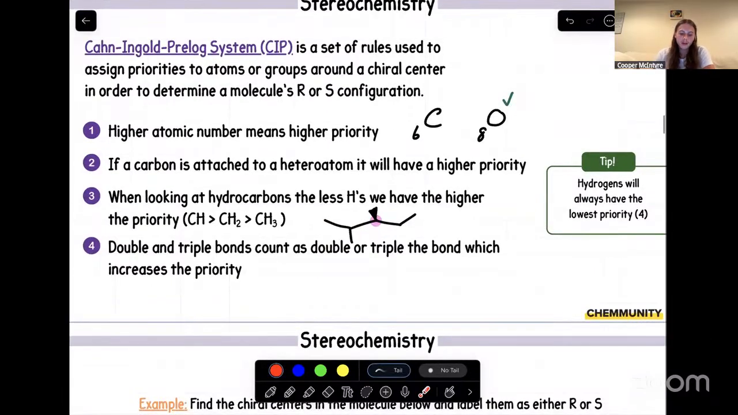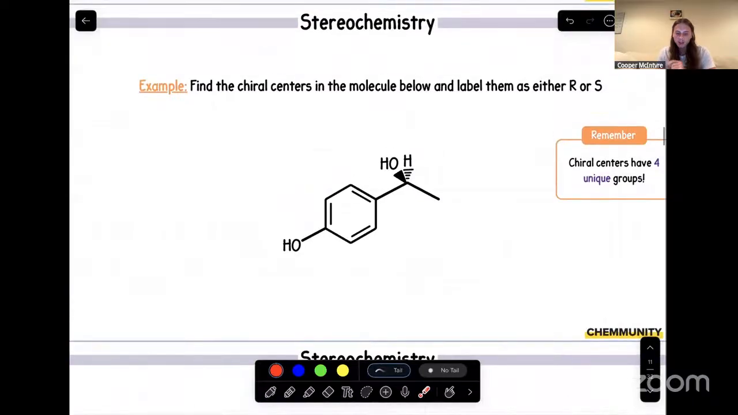And then also, if we're dealing with like double and triple bonds, those will also have a higher priority as well. And then in terms of a helpful tip to know, whenever we're dealing with assigning absolute configuration, whenever you have a hydrogen, those will always be the lowest in priority. So if we're looking at our next example, in terms of the next couple of molecules we'll be looking at, we need to find all the chiral centers, and we want to label them as either R or S.